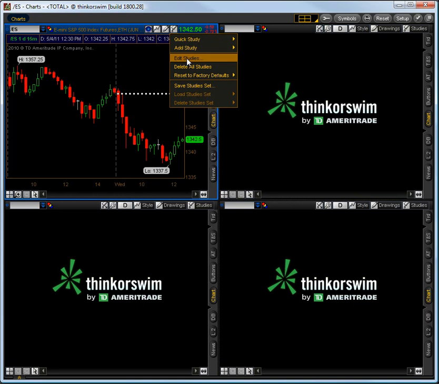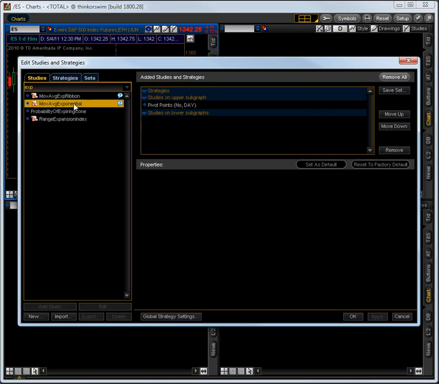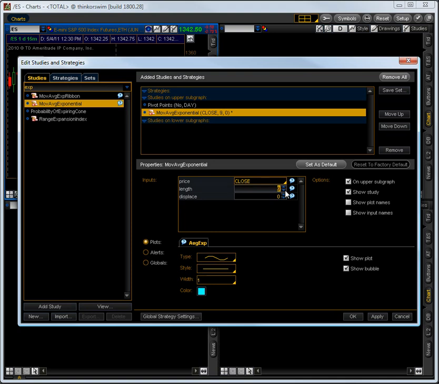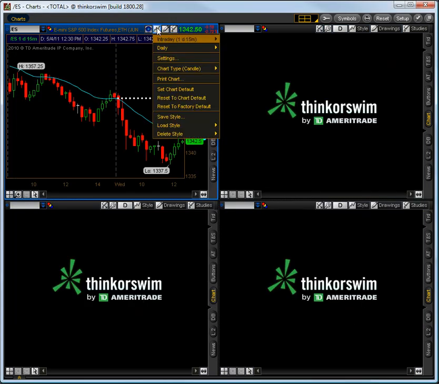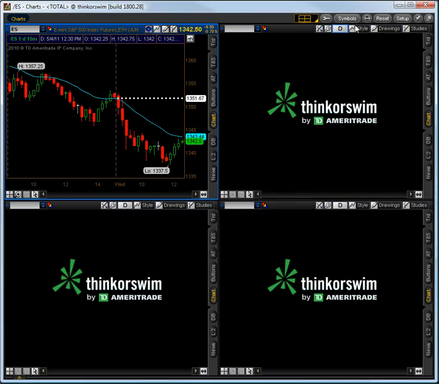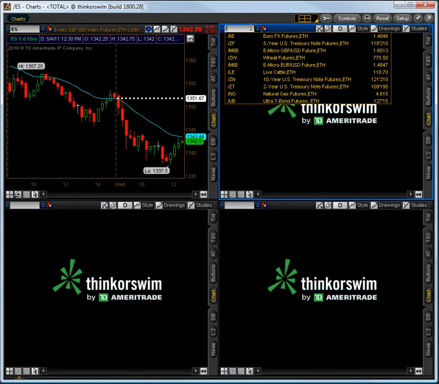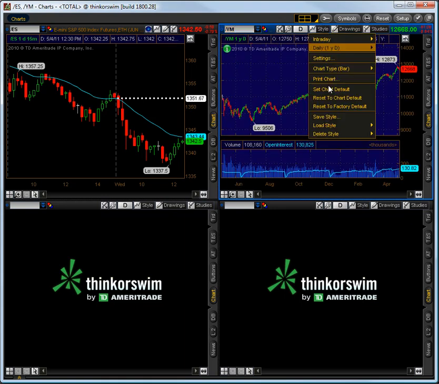If we go back in and we add an exponential moving average, again, optional. If you want to add it, you can. 20 is what I use, the kind of teal color, and okay. Now what we can do is do save style. We'll just call that one black pivot. Include study set. Okay. And then if we go up to the other next chart, we'll do /YM. Style, load style, black pivot.